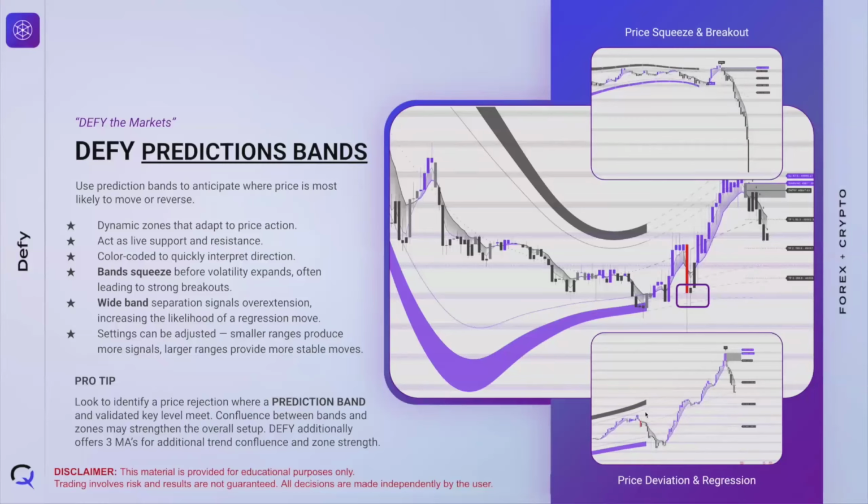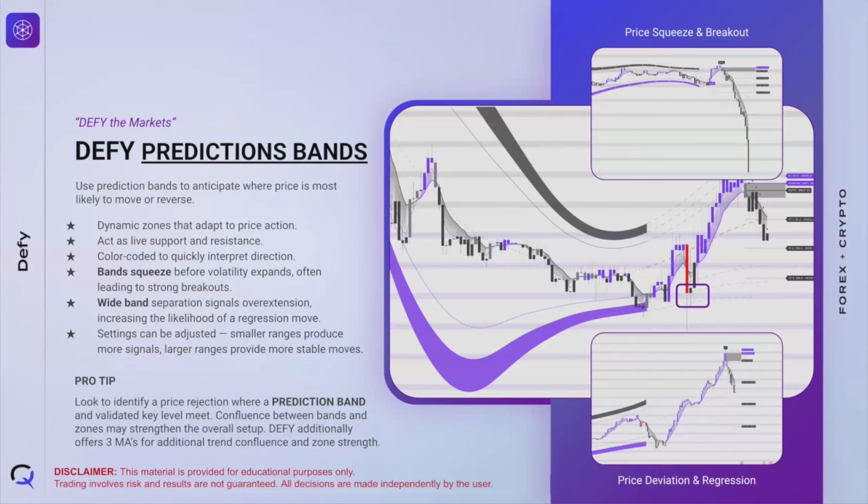And then you will notice that sometimes the bands begin to have a very wide separation. That wide separation really represents overextension. This is what we call price deviation and regression. So you're more likely to see a massive pullback move when these bands are extremely wide. Again, remember, that's called price deviation and regression. And whenever the bands get really tight, that's where you're looking for a squeeze and a breakout.